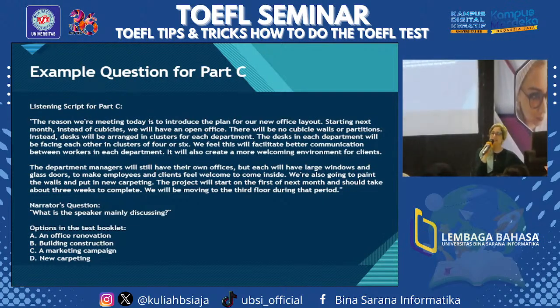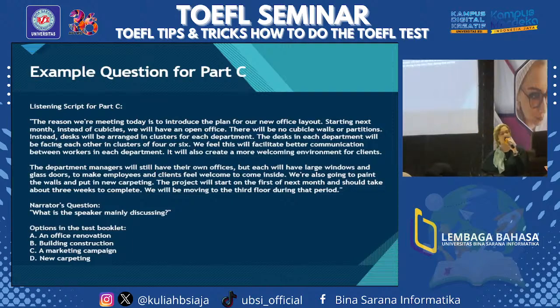Here's an example for part C. I'm going to read you your options first. Here are your options. A, an office renovation. B, building construction. C, marketing campaign. D, new carpeting. Those are your options, okay? If you read those first. Now I'm going to read you the listening, and you tell me which one it is. If you already know you're listening for those things, then I read it to you, you'll see how much easier it is. Okay.